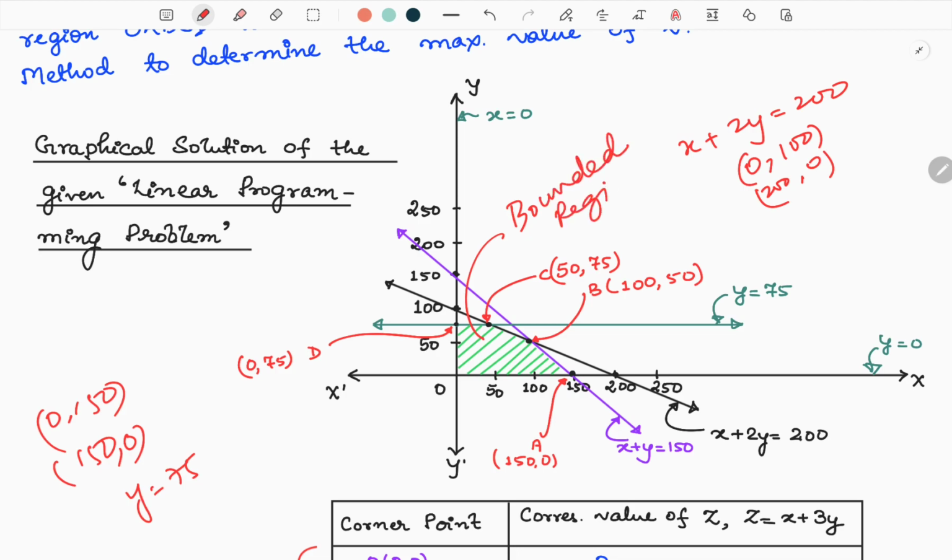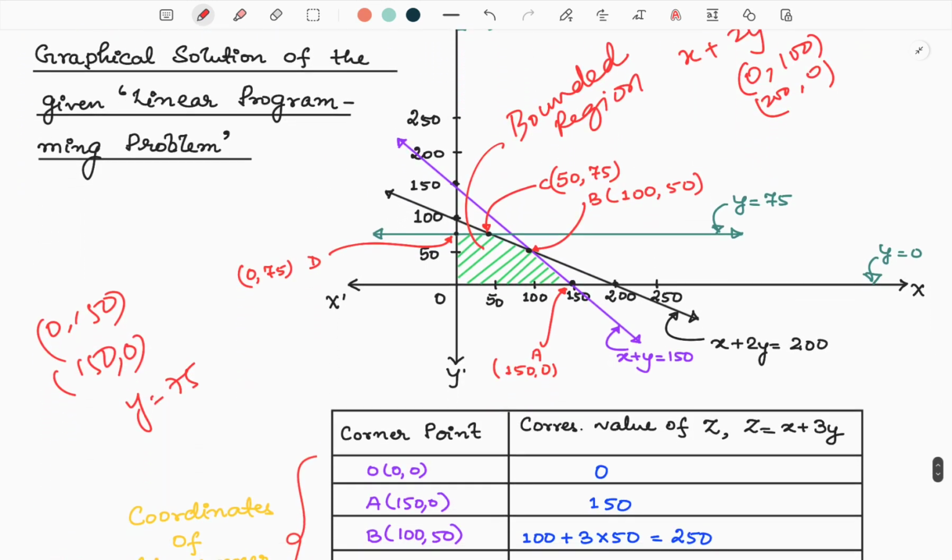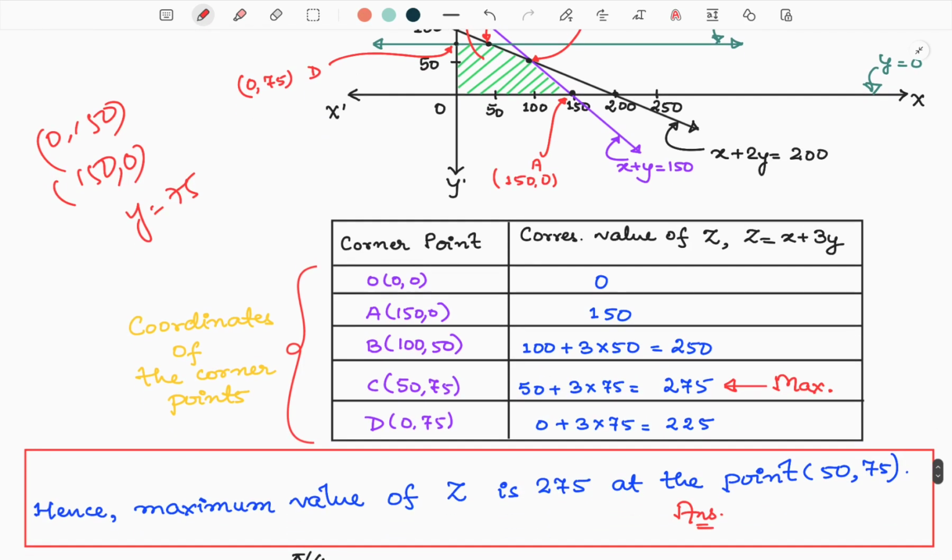And by simple arithmetical calculation, you can easily calculate the corner points. Now the coordinates of the corner points O, A, B, C, D are 0 0, 150 0, 150 50, 50 75, 0 75. For each corner point, we are asked to calculate the corresponding value of z, that is x plus 3y. Now put the value of x and y, you will get 0, 150, 250, 275 and 225.